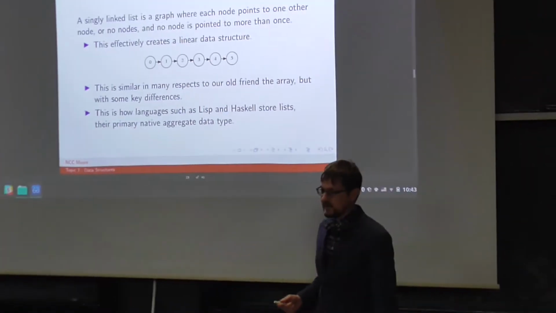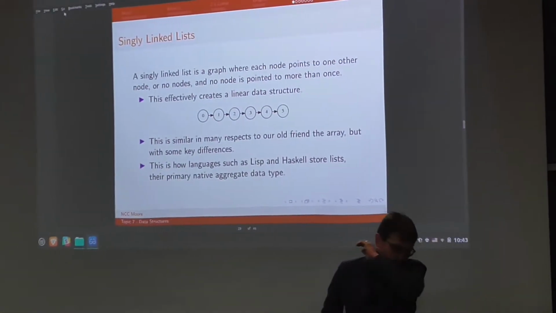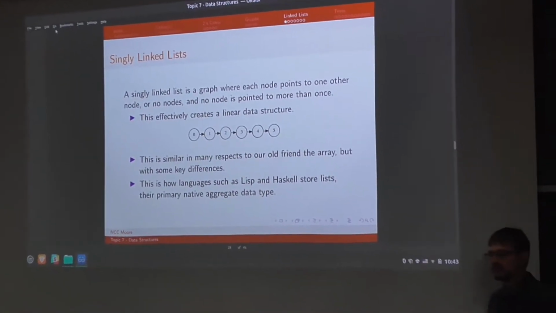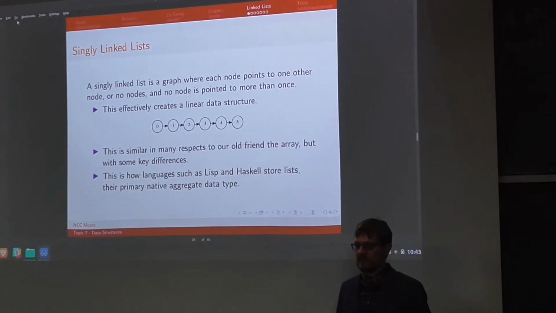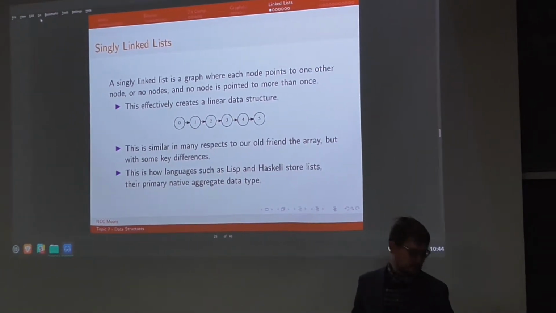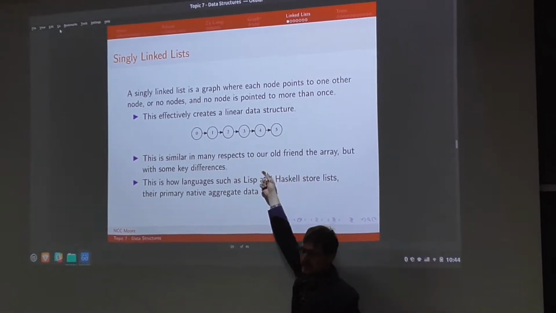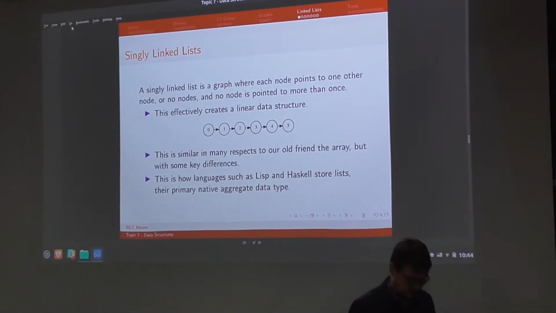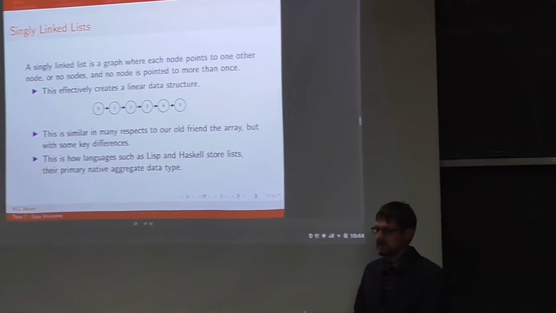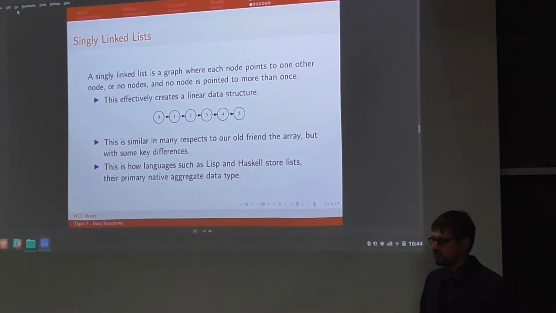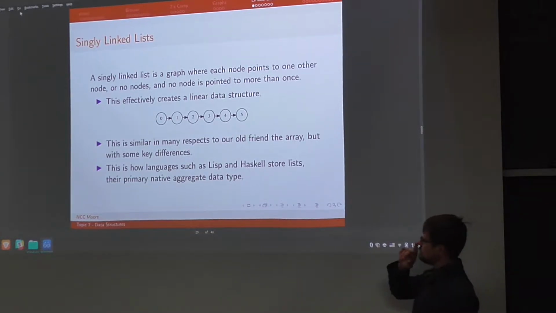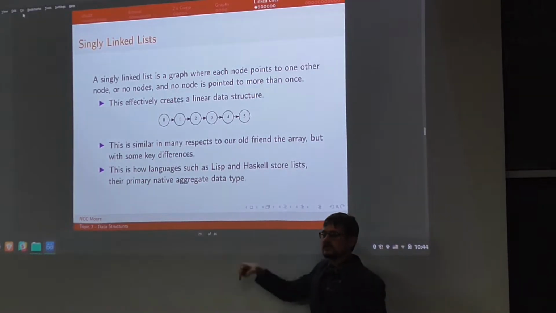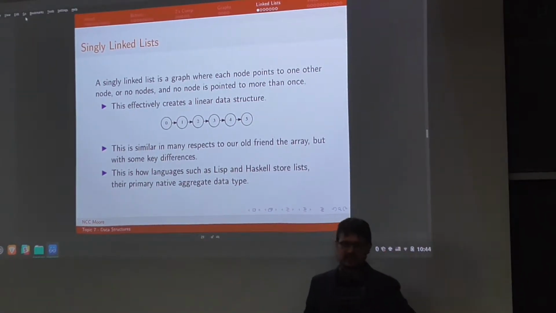Linked lists are very, very, very common. Some languages, this is how they store almost everything. The list type in Python uses this type of construction in order to store its values. The tuple type is something more similar to the array type we've been dealing with so far. Some languages like Lisp and Haskell only use lists as their primary aggregate data type.